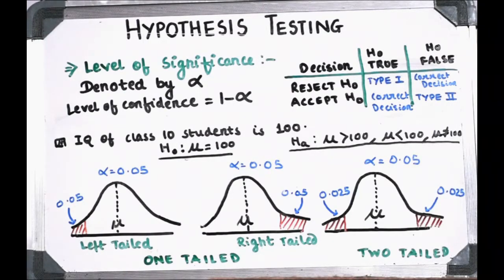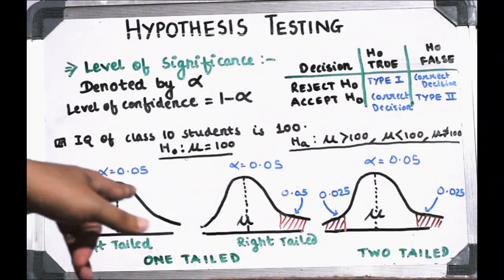Now let us come to the level of significance. So what is the level of significance? The maximum probability of type 1 error is called the level of significance. Got it? So the level of significance is denoted by alpha.